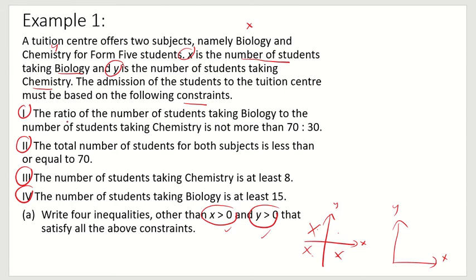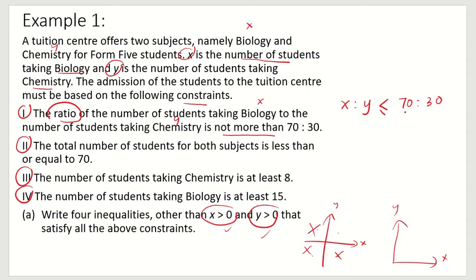The ratio. Okay, they give you the ratio. The ratio of the number of students taking biology, biology is X, to the number of students taking chemistry, chemistry is Y, is no more than 70 to 30. So the first one is biology to chemistry, no more than 70 to 30. No more than, cannot be more than, so must be less, right? Must be less. Or can be equal?